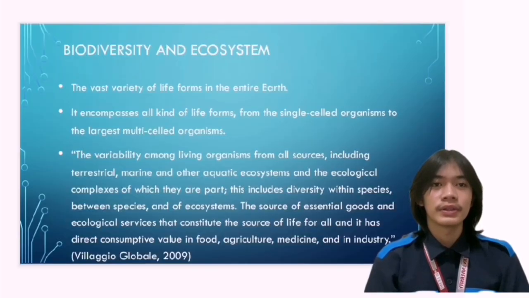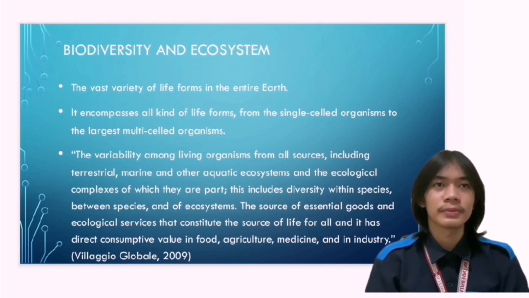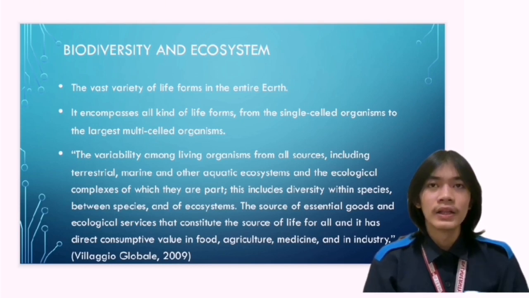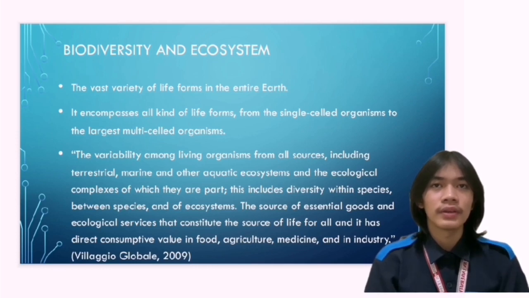Biodiversity and ecosystem. The vast variety of life forms in the entire Earth. One part of the Earth known as biosphere consists of life forms in the different ecosystems. The variation among life forms found in different ecosystems can be referred to as biodiversity. It encompasses all kinds of life forms, from the single-celled organism to the largest multi-celled organisms.